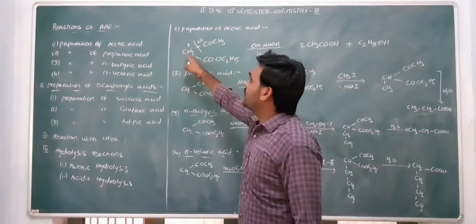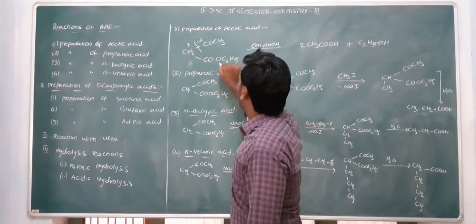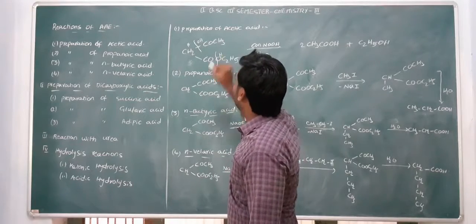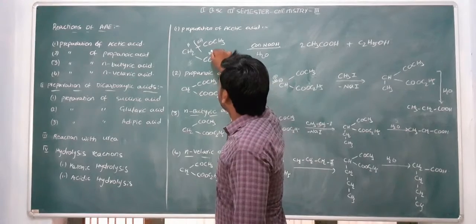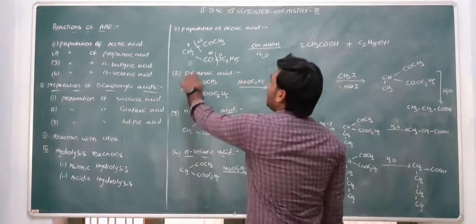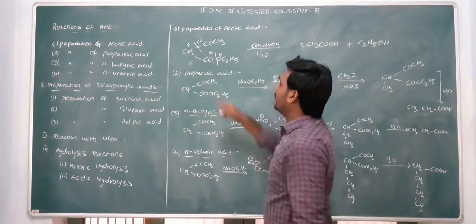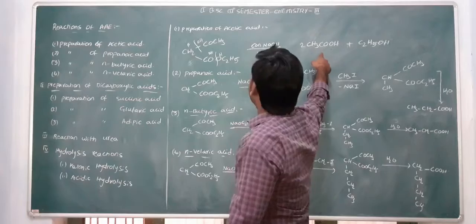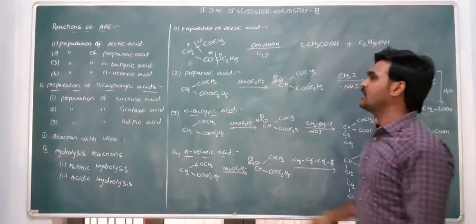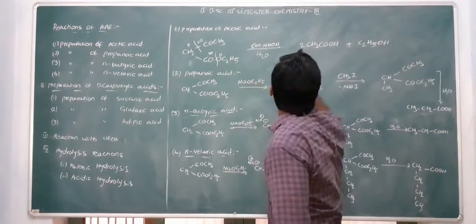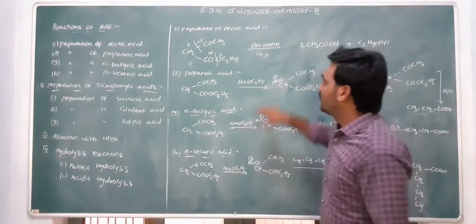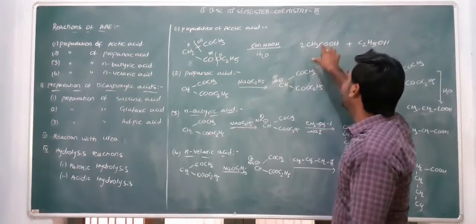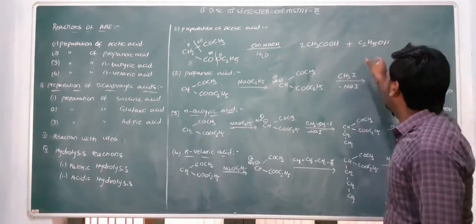So CH3COOH, here COOC2H5 gives C2H5OH. H2O splits into H and OH, giving CH3COOH. Totally two molecules of CH3COOH and C2H5OH. This is the C2H5OH. Acetoacetic ester when hydrolyzed in presence of concentrated NaOH gives two molecules of acetic acid and ethyl alcohol.